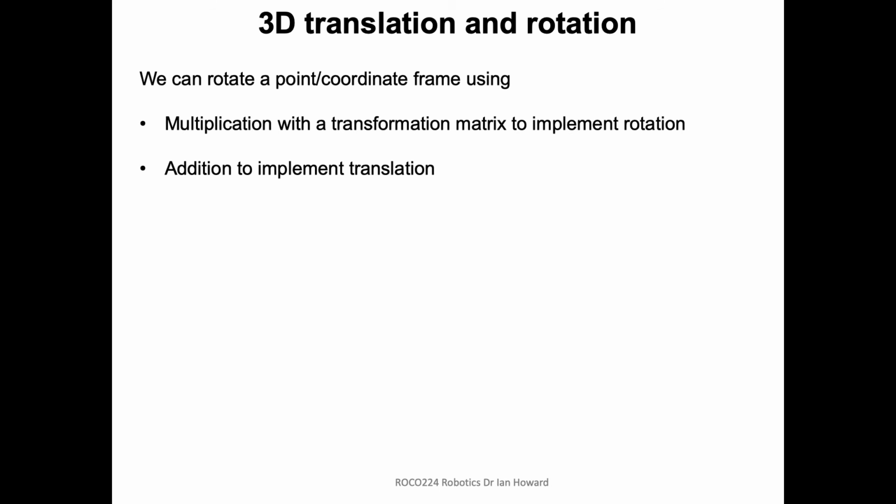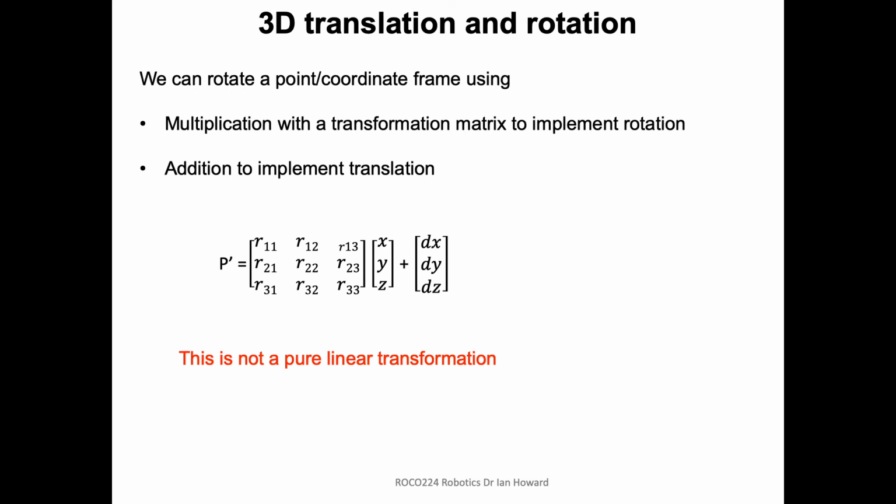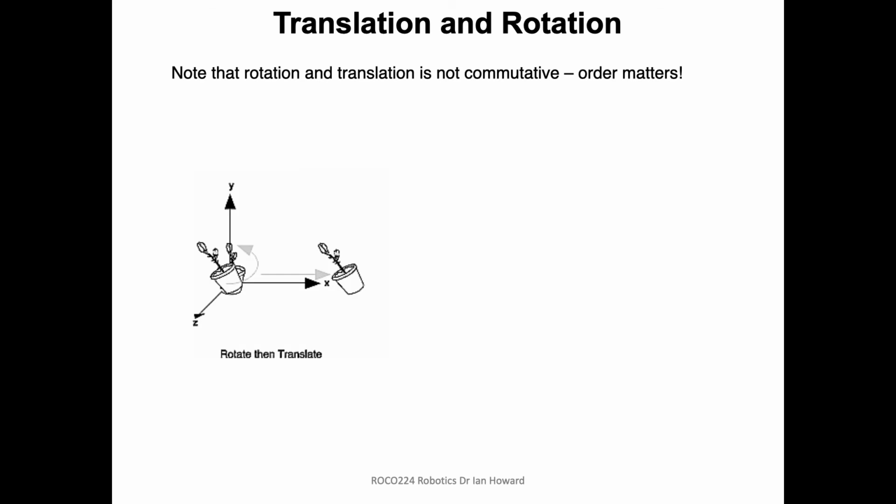So we can rotate a point using this transformation matrix, which implements a rotation. We can add on a vector in order to get a translation. However, like I said, this is not a pure linear transformation. This is an affine transformation. So what would be nice is if we could come up with a way of making it much easier to handle, rather than having two different operations. First of all, though, let's bear in mind that if we do rotation and translation, we can't just change the order and get the same result.